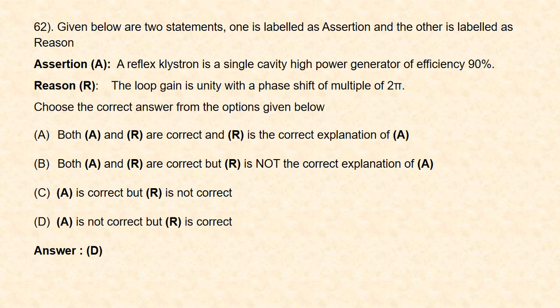Here if you see, the assertion is wrong because reflex klystron is a low power oscillator. And the reason, the loop gain is unity with a phase shift of multiples of 2 pi, is correct. So assertion is not correct, but reason is correct. That is, option D is the correct answer.